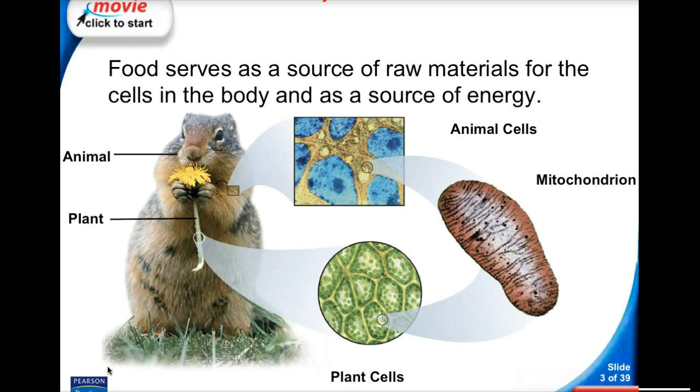We know that food serves as a source of raw materials for cells in the body and as a source of energy. So as we take in those food molecules, whether it be a plant or another animal, we begin the process of digestion where we start breaking that food down to get the nutrients we need and also to get energy out of the food.